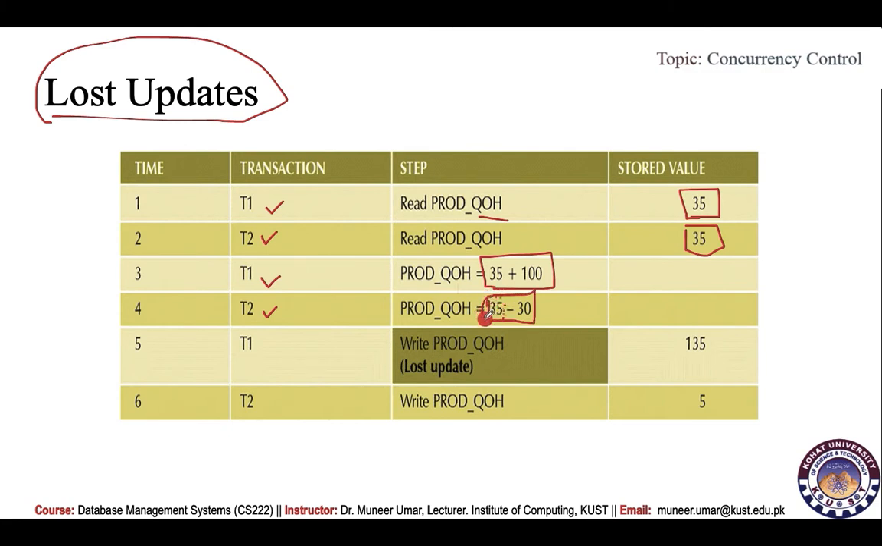Now if you look into this 35, it got changed due to T1 in the previous step, but T2 read it before this statement. Here at time 2, T2 got it and it was 35, but before changing it, T1 changed it and made it 135. So according to T1, the quantity on hand is 135, while T2 made it 5. Now both updated the value, and it's not clear what would be the exact value.